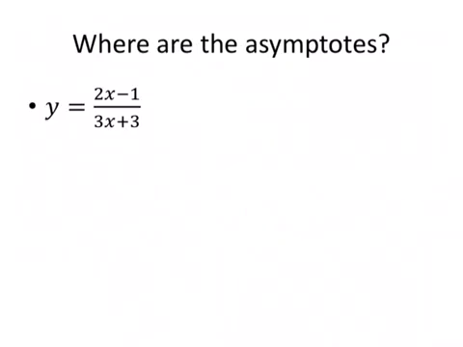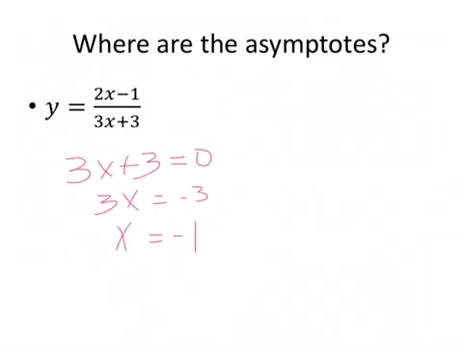Okay, for this, let's use those ideas to find the asymptotes. Now, the first thing is you're going to find out what values make the denominator 3x plus 3 equal to 0. That would make 3x equal to -3, or x equals -1. So set the denominator equal to 0.